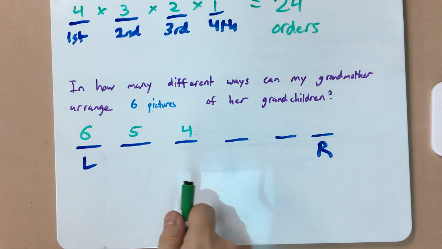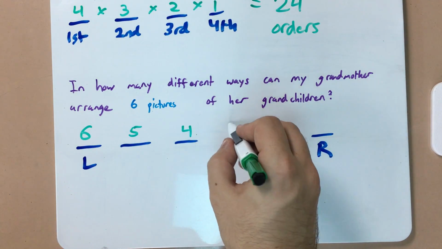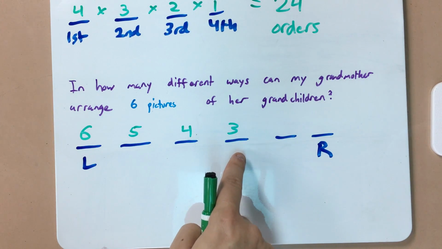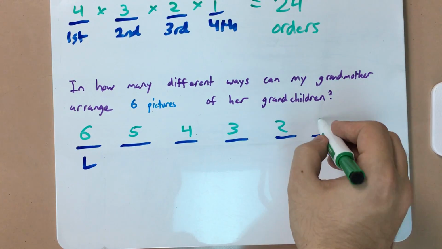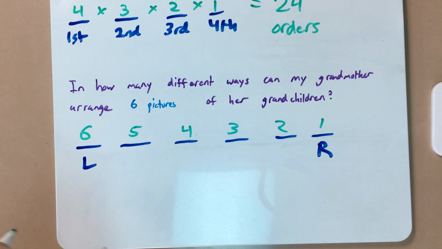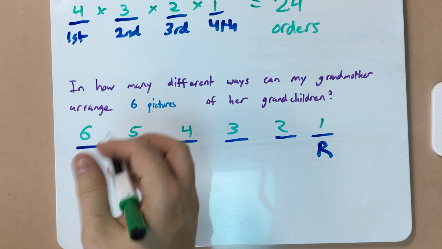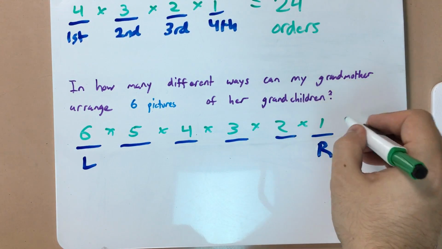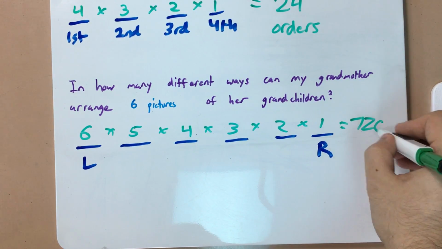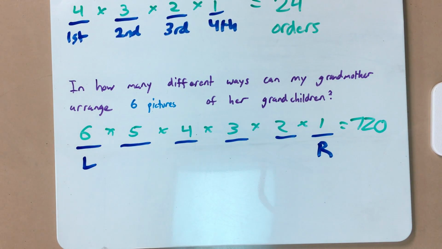And I think you can see where I'm going with this. If she's already placed 3 of the pictures, 3 are left that can go in this spot. If she's already placed 4 of these pictures, there's 2 left that can go here. And finally, there's just 1 left that can go on the far right if she arranged them all from left to right. We multiply these together. And that gives us 720 possible arrangements. This is a lot.